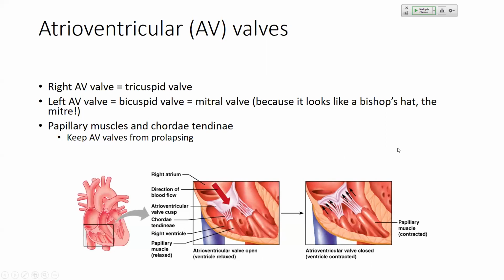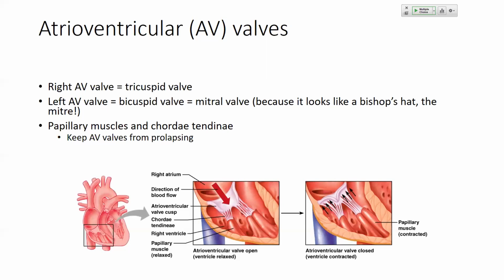Alternatively, when the ventricle contracts, the AV valve should be closed at this point because blood is now moving from this ventricle out into this vessel. It's not going back into the previous chamber. It's supposed to be exiting the heart at this point. And so what happens is the papillary muscles contract very tightly, which drags these tendons. It puts some strain on these tendons, and they pull very tightly and keep that valve in place. And that prevents the valve from going back into the chamber where it should not be going.